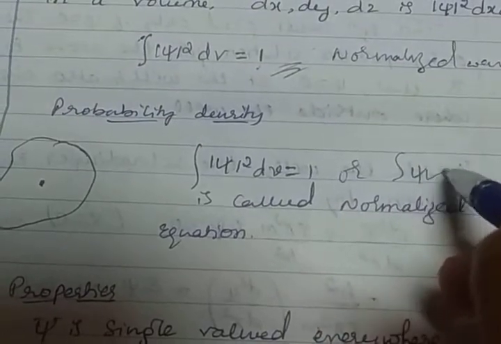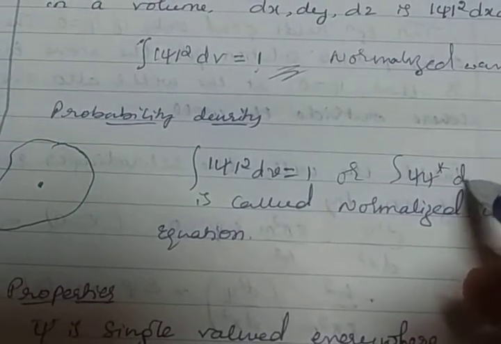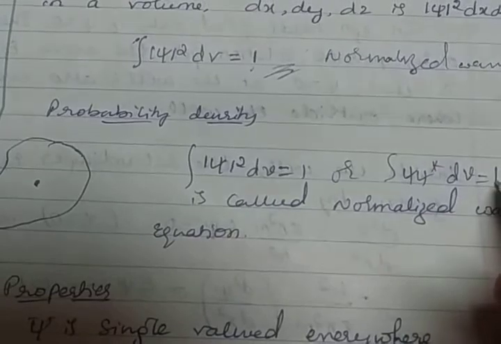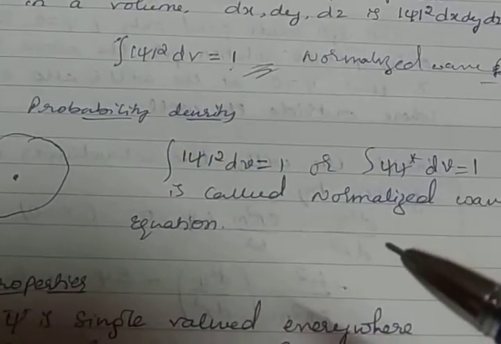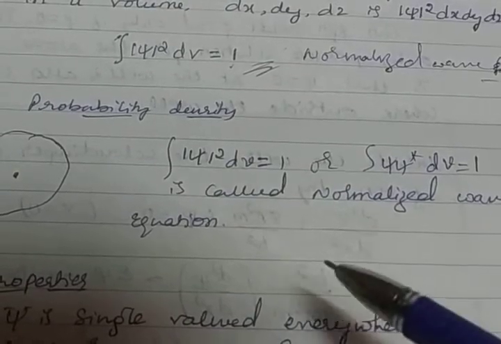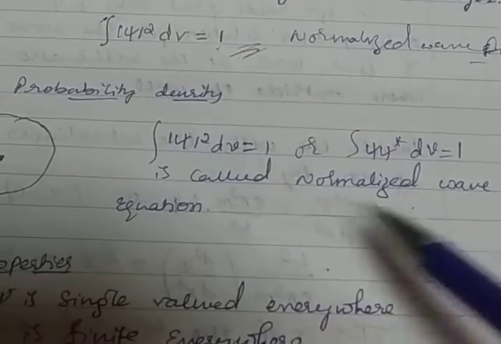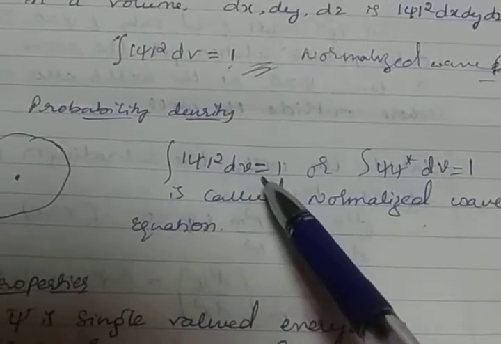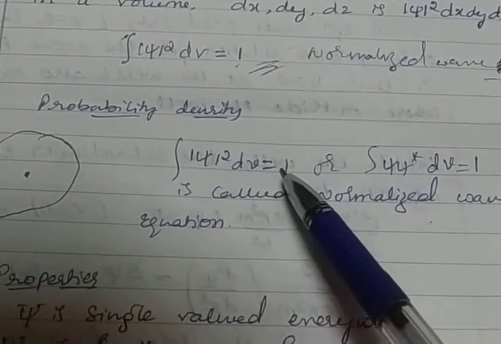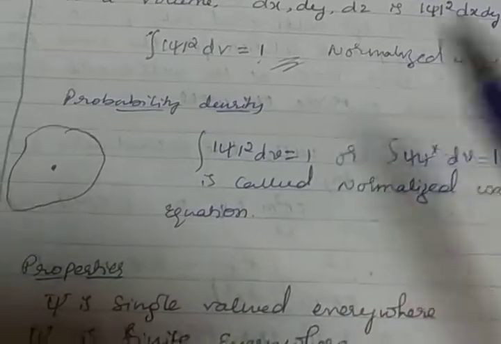the integral of xi xi star dv is equal to 1. Any wave function satisfying this equation is called a normalized wave function. That is very important. Let's keep this equation in mind, as we can use it in the next derivation also.